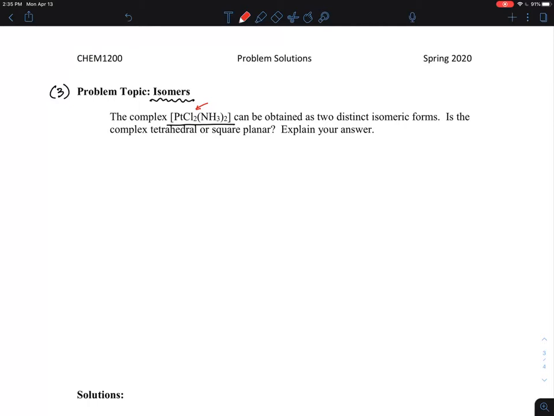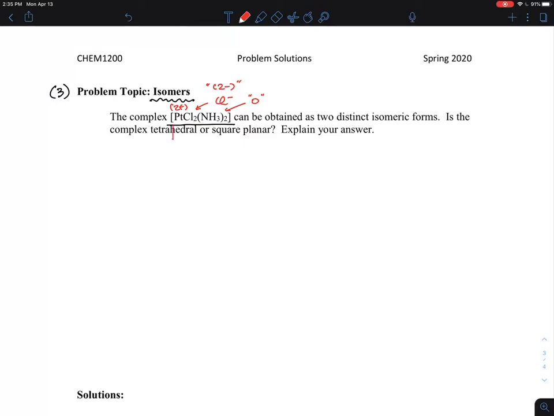So this means a chloro, there are 2 of them, and so this means 2 minus charges there. And this one, NH3, is neutral, right? No charges. This one is -2. So the overall is neutral, so that makes platinum 2+. Right?